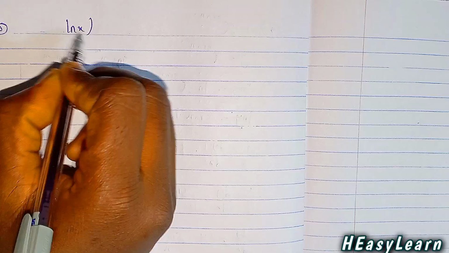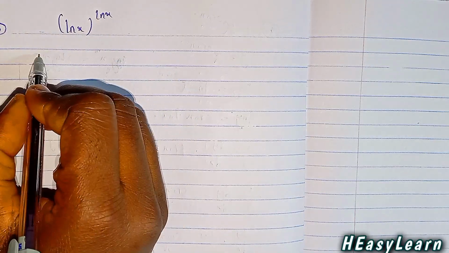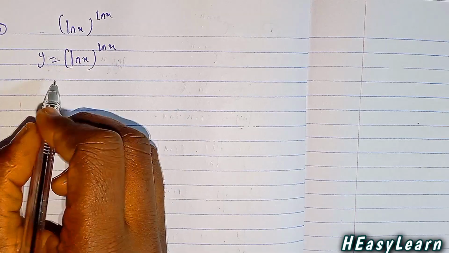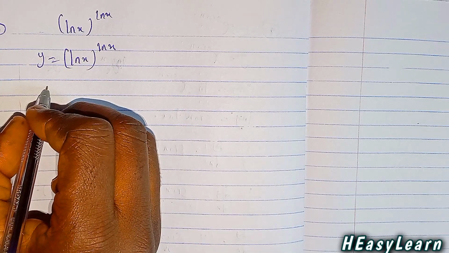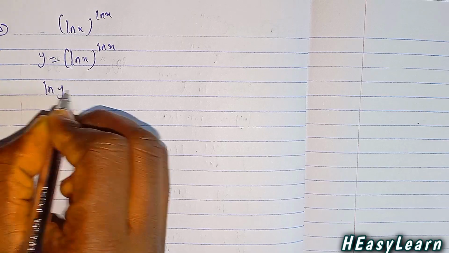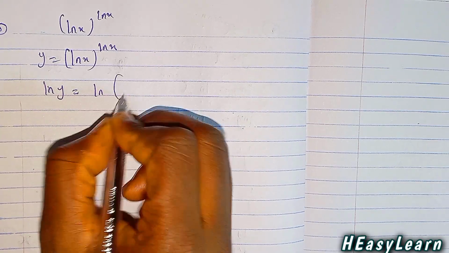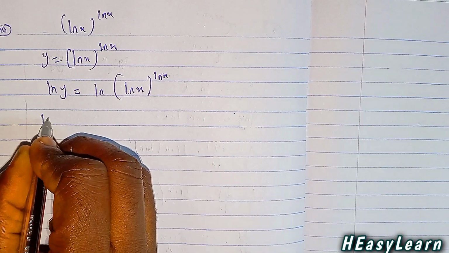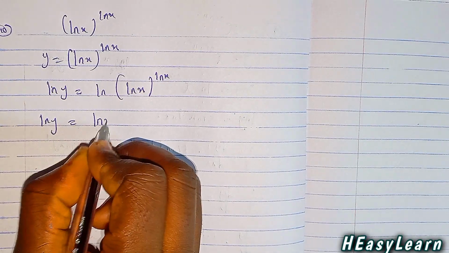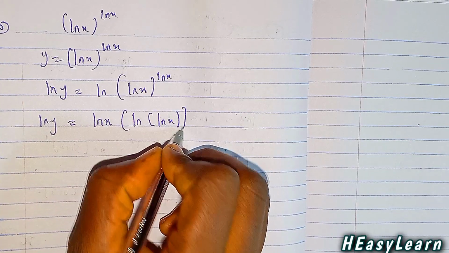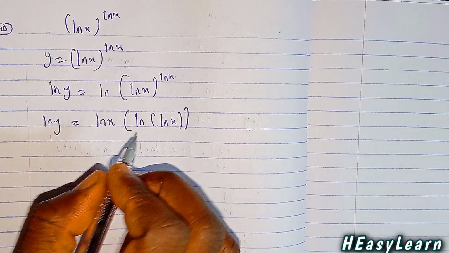What is going to be the derivative of ln x to the power of ln x? Let y equal ln x to the power of ln x. In this case, take the ln of both sides. This is the same thing as ln y equals ln x to the power of ln x. ln y equals ln x times ln x. This is an implicit function.